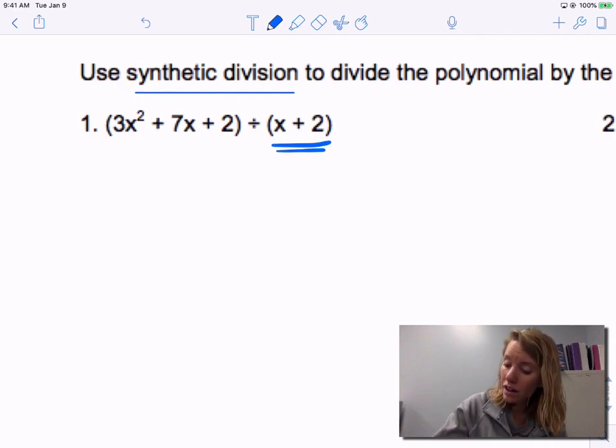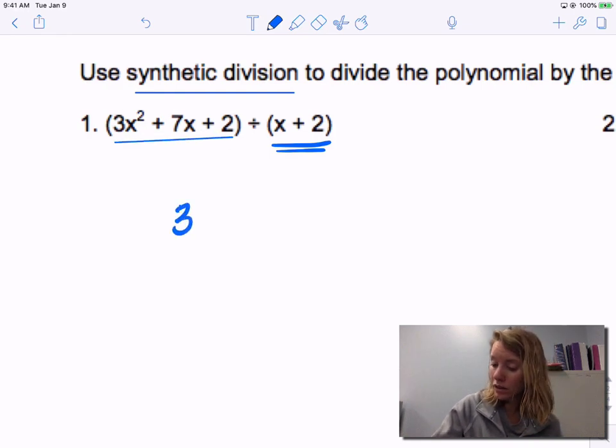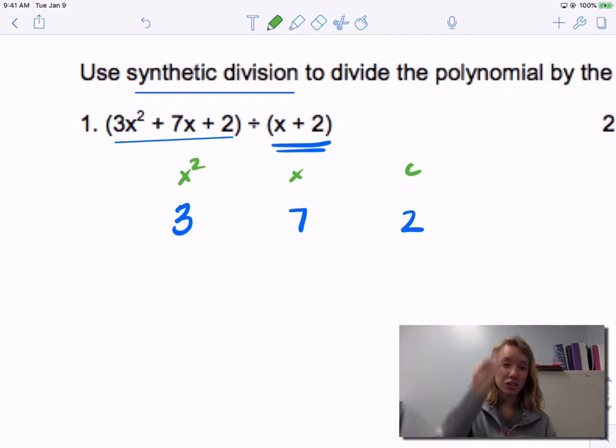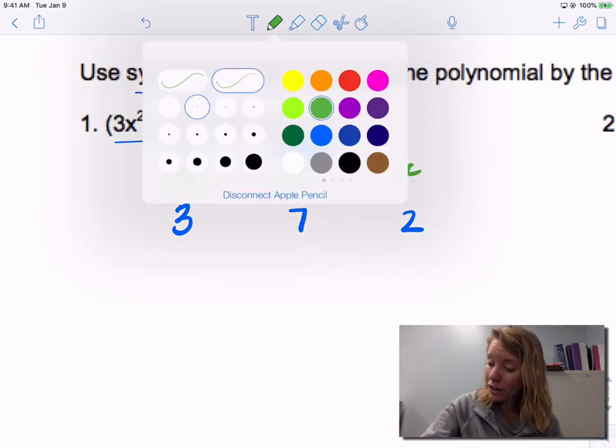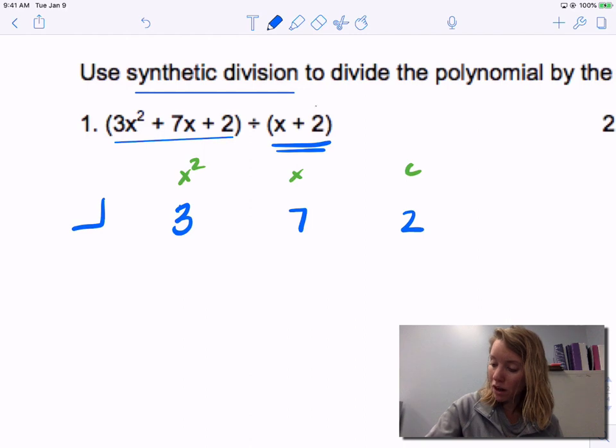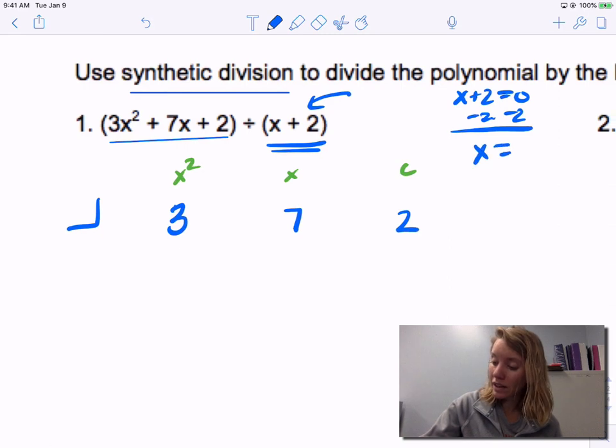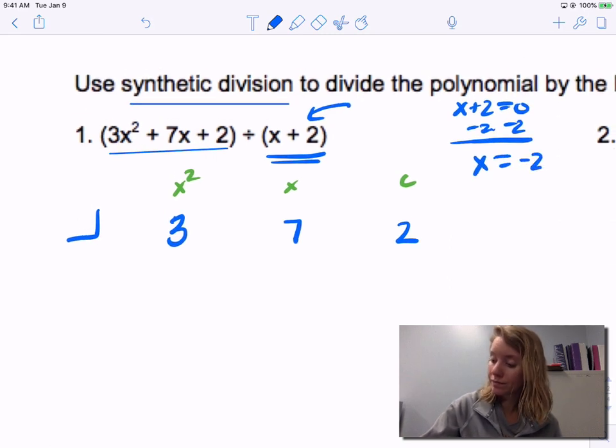If you recall, the coefficients of my dividend are just lined up horizontally. And if it helps you, you can put an x squared, an x, and a constant here just so you're lining yourself up. Then your box number, remember, is always whatever makes this divisor 0. So you can say x plus 2 equals 0. What's the box number going to be? We'll subtract 2 on both sides, and the box number is negative 2. So I'll put that right there.